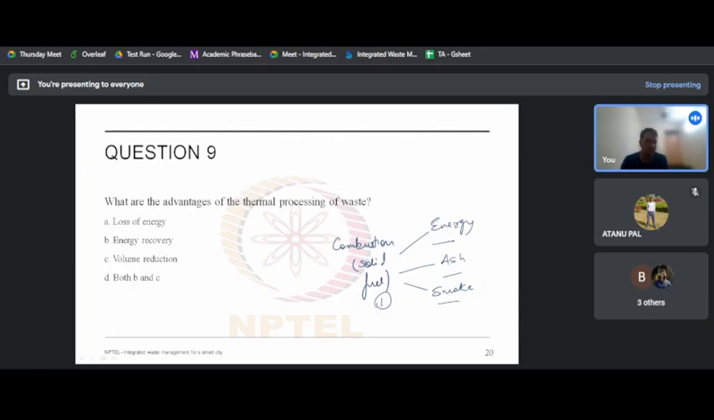So if we are burning, ash is the solid portion that remains. So there will be a certain change in volume observed in the negative direction. So option C is correct.